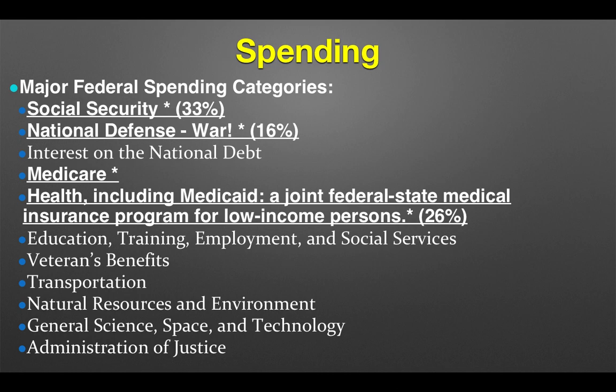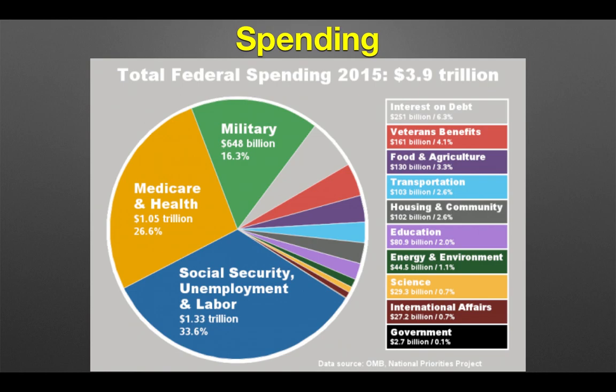But we have different things like veterans benefits and transportation, natural resources, general science, administration of justice. Those are different things that we have spending on. As you can see right here, this is a graph on the spending chart. Kind of gives a visual of what we spend on. So even though military is discretionary spending, it's not mandatory spending. It's not as much as you would think. It's only 16% of our budget.